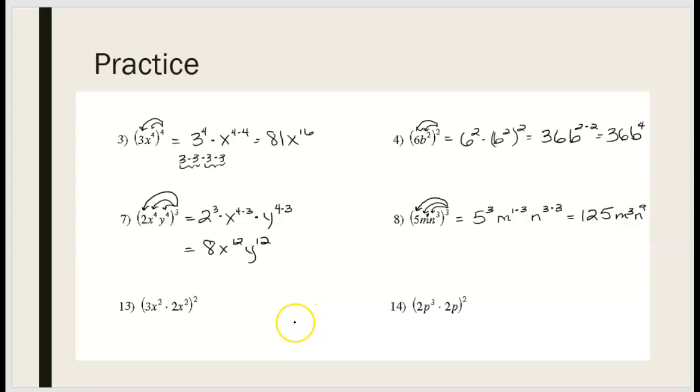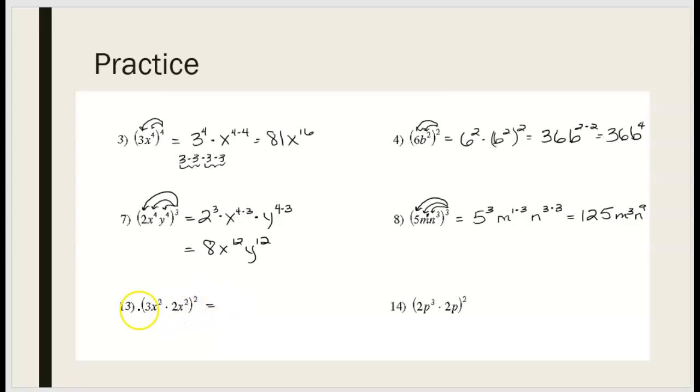Okay, I'm going to have you guys try number 13, and I'm going to give you a little hint first. If you can simplify what's in the parentheses, remember order of operations, PEMDAS, you simplify what's in the parentheses first. So if you can do that, simplify what's in the parentheses first, then apply that exponent. So go ahead and press pause, and we'll check when you get back.